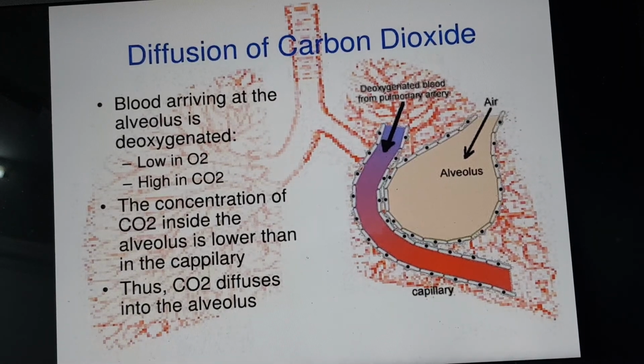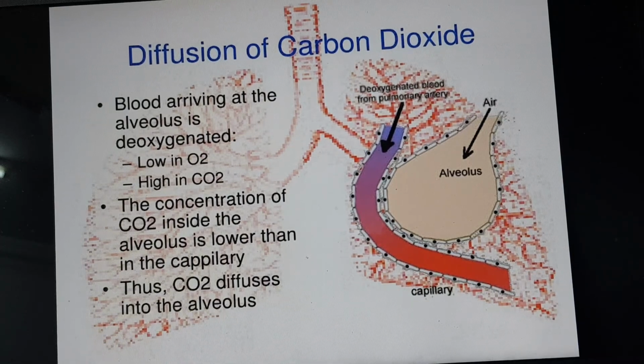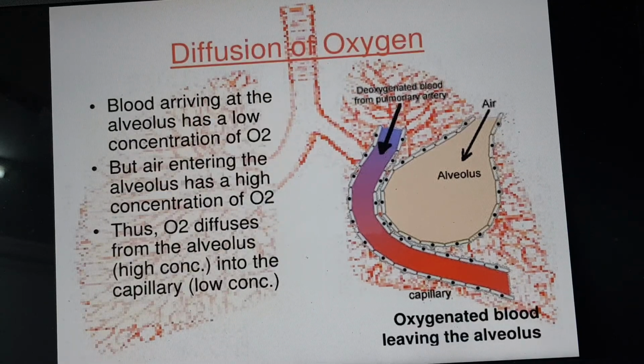Diffusion of carbon dioxide. Blood arriving at the alveolus is deoxygenated, that means low in oxygen and high in carbon dioxide. The concentration of carbon dioxide inside the alveolus is lower than in the capillary. Thus, carbon dioxide diffuses into the alveolus. Blood arriving at the alveolus has a low concentration of oxygen, but air entering the alveolus has a high concentration of oxygen. Thus, oxygen diffuses from the alveolus into the capillaries.